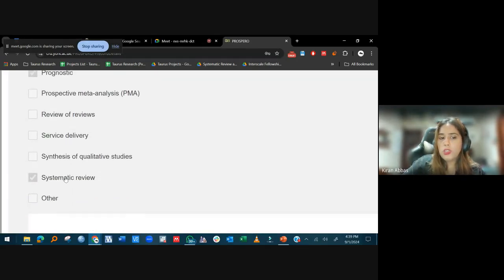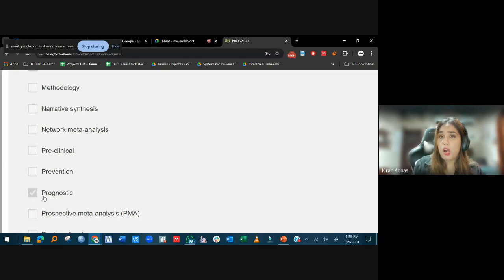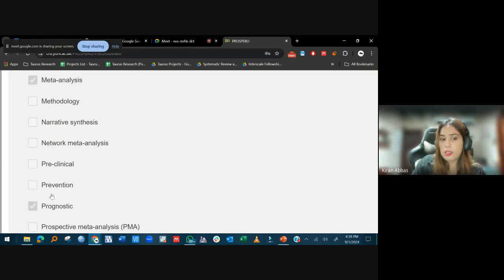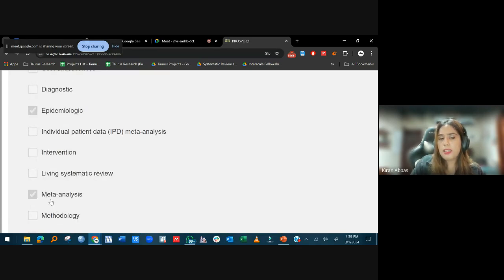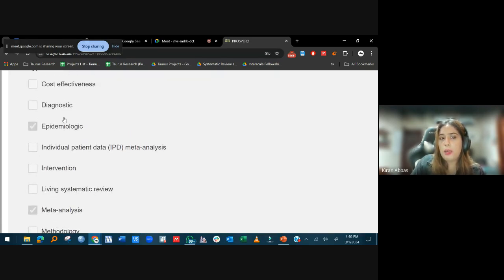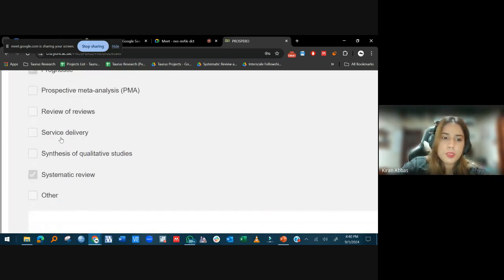है। तो यू यूजली गो फॉर सिस्टमैटिक रिव्यू, and if you are looking for an outcome that is related to prognosis, then you take a prognostic as well. And if it's just a meta analysis, you take that as well. And epidemiological, if you're talking about a prevalence, if you're talking about frequency, then you are gonna go for epidemiological.